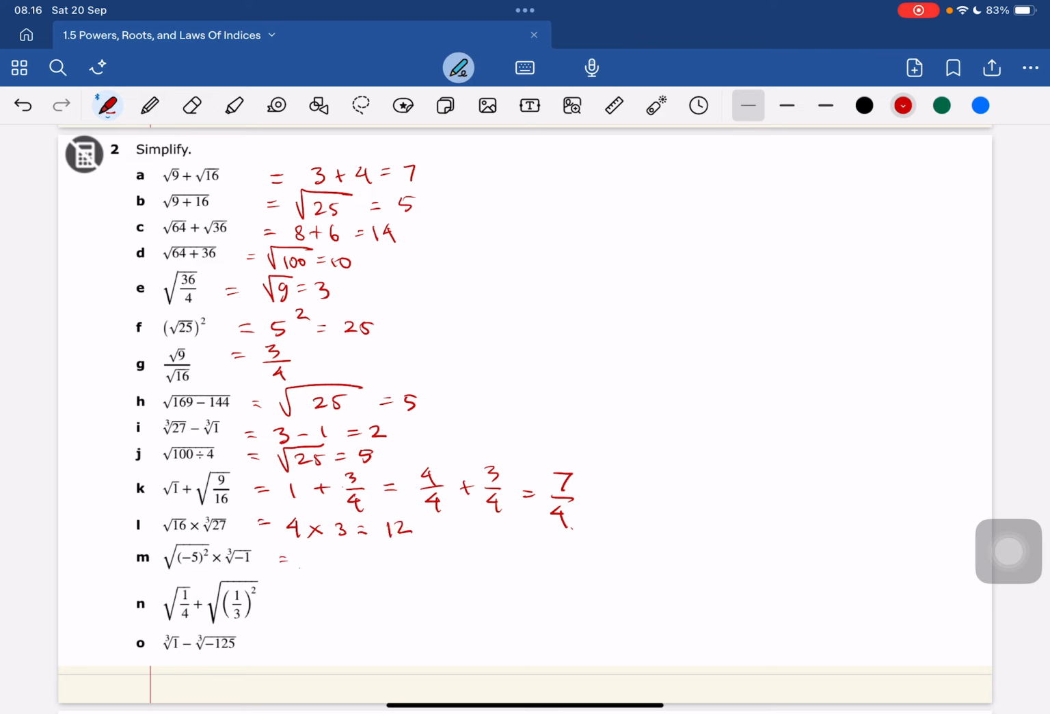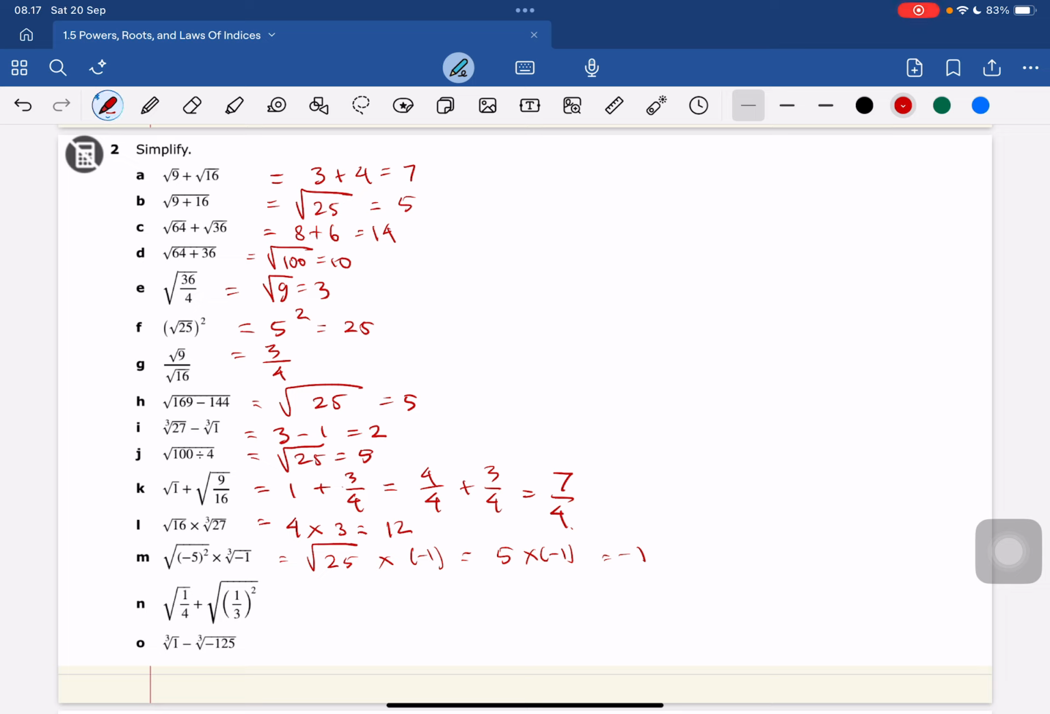Next, square root of minus 5 squared. Minus 5 times minus 5 is gonna be 25. Multiply it with cube root of minus 1, which is minus 1. So square root of 25 is 5 times minus 1. So the answer is gonna be minus 5.